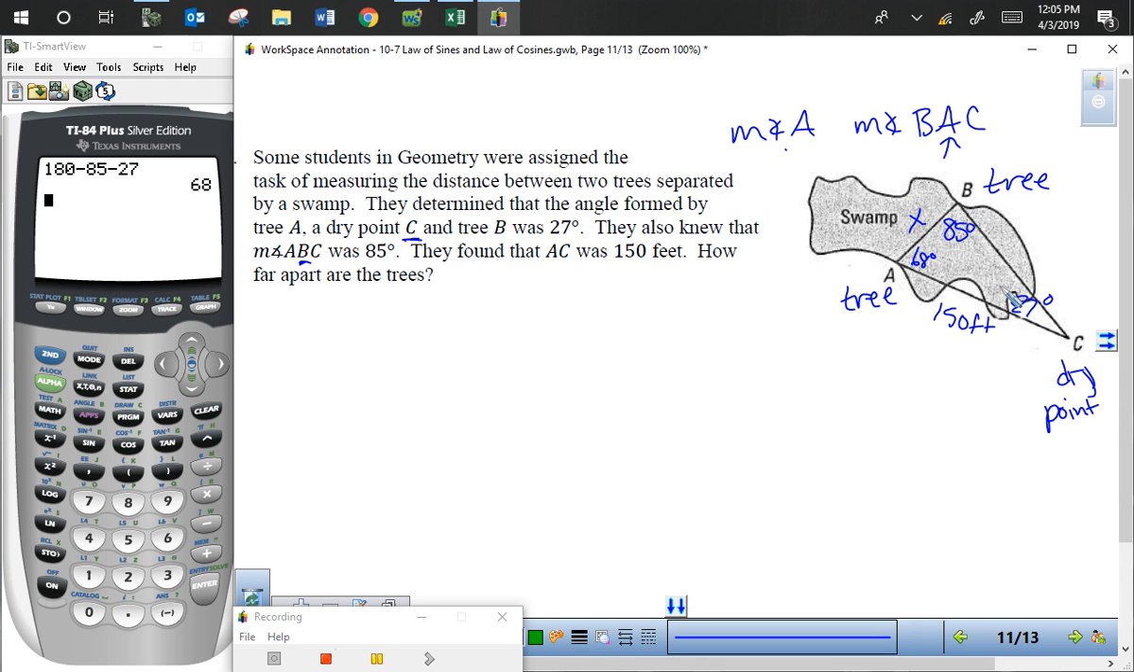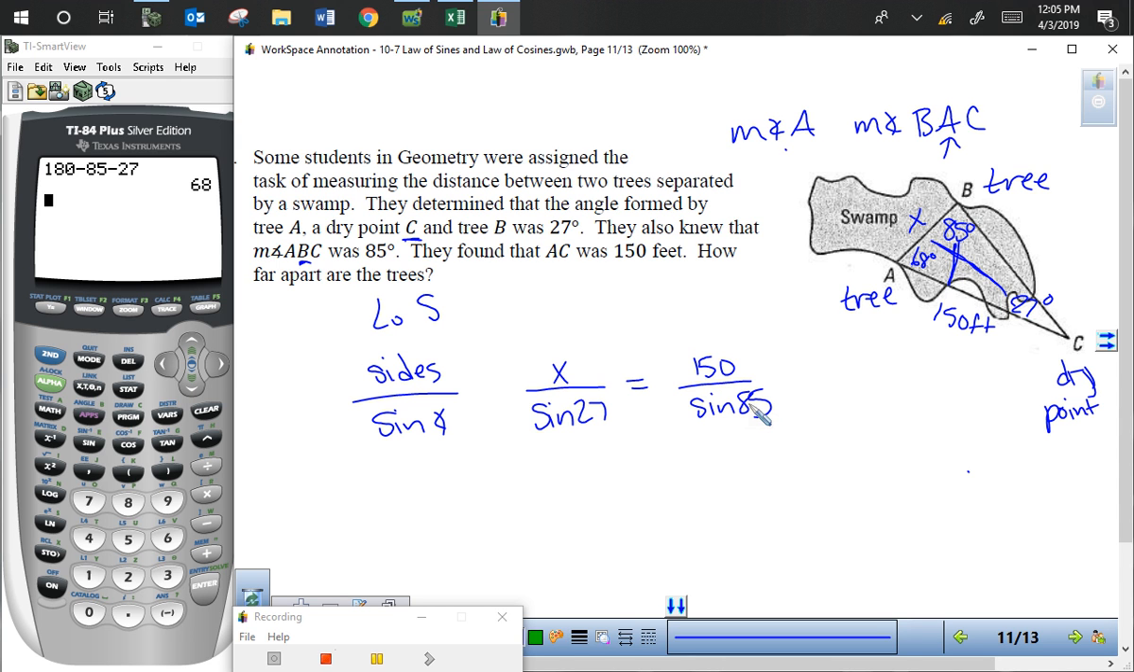So we'll pick our pair and try to choose another. So in this picture, we can choose another one. So this means law of sines. We're starting with X, our unknown on top, and that means sides are on top. So we'll have X over the sine of 27 equals 150 over sine of 85. To solve this, we just have to multiply by that sine 27 on both sides.